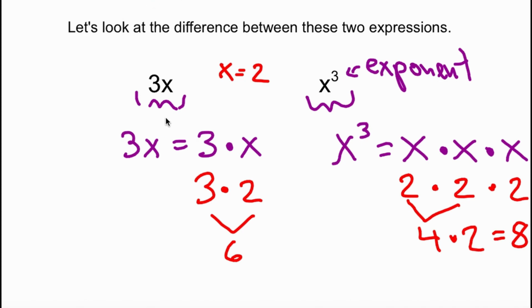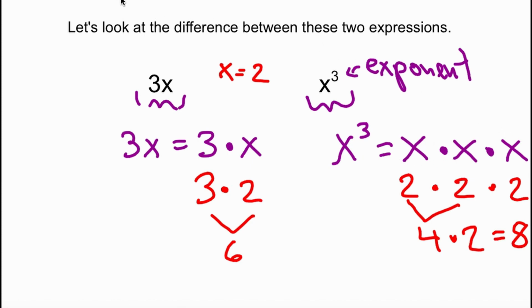So again, the difference between a coefficient and an exponent is that the coefficient simply multiplies the variable, whereas the exponent is telling you how many times to multiply that variable.